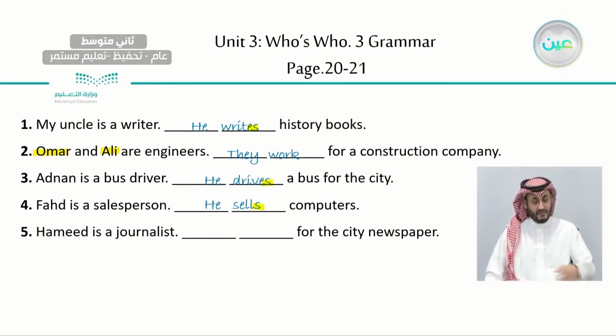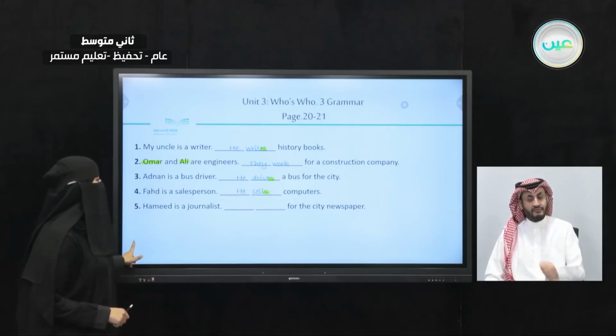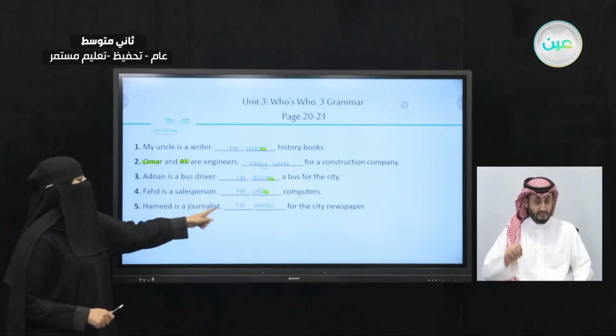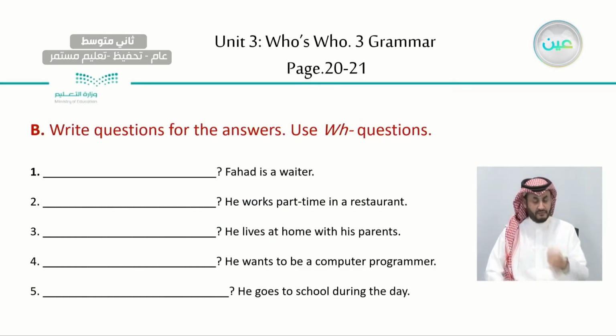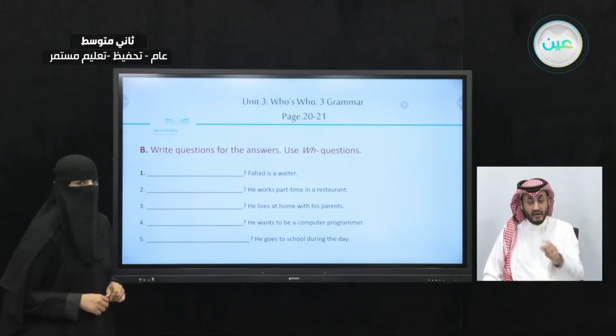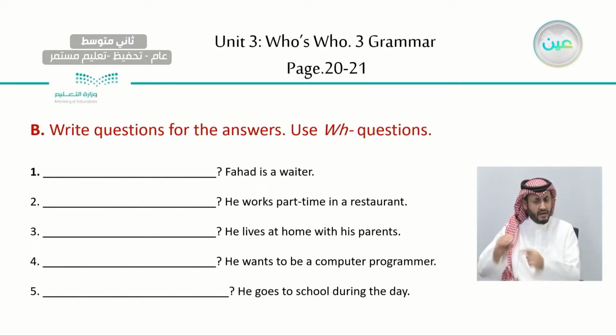Hamid is a journalist. Pronoun, verb, for the city newspaper. What could we use here? He works for the city newspaper. Works. Now, we will write questions for these answers. We will use WH questions. Let's read the first one. The answer is Fahad is a writer. Fahad is a writer. A waiter.